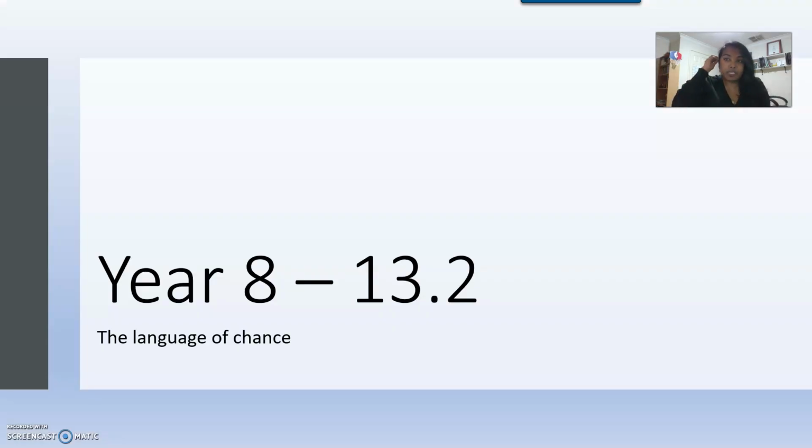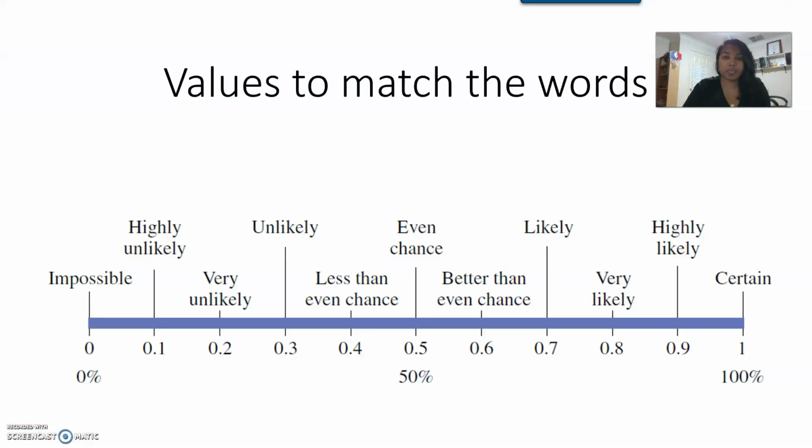Okay, so in the last lesson we talked very briefly about the language. Each title will tell you what book it's from and what exercise. This is the Year 8 book 13.2. There are specific words we use to describe possibility. In this scenario, there's a number line that goes from 0 to 1, or 0 to 100%, and the words that match it.